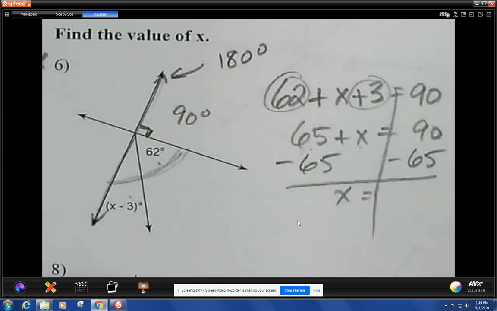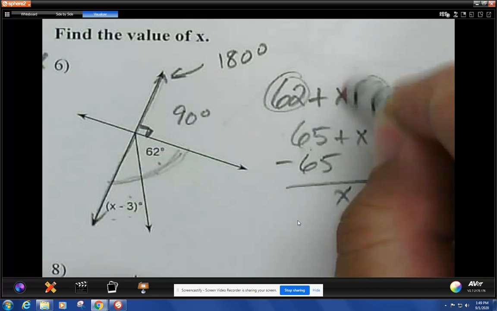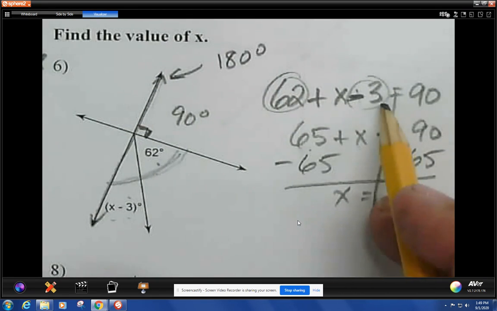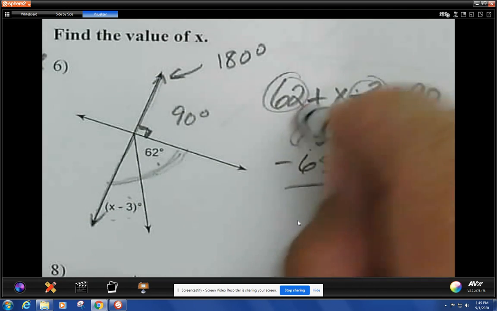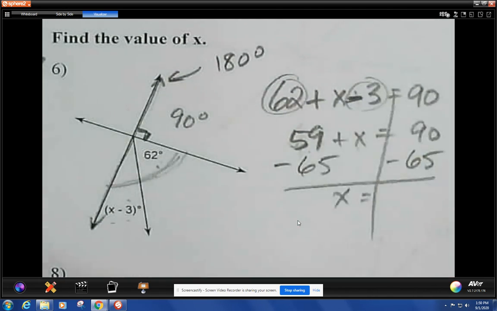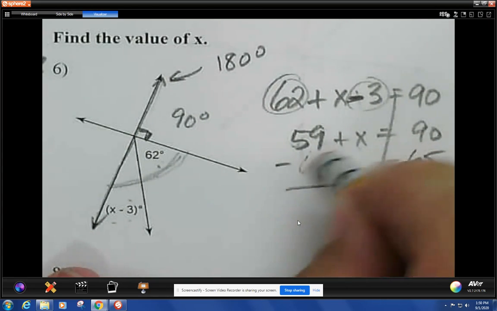Oh, did I make a mistake? Does anybody see a mistake I made? I rewrote my problem wrong. Look at this. 62 plus x minus 3. This should have been subtract 3. So now all of a sudden 62 minus 3 is actually 59. Oh my goodness, the teacher made a mistake. Yes, it does happen.